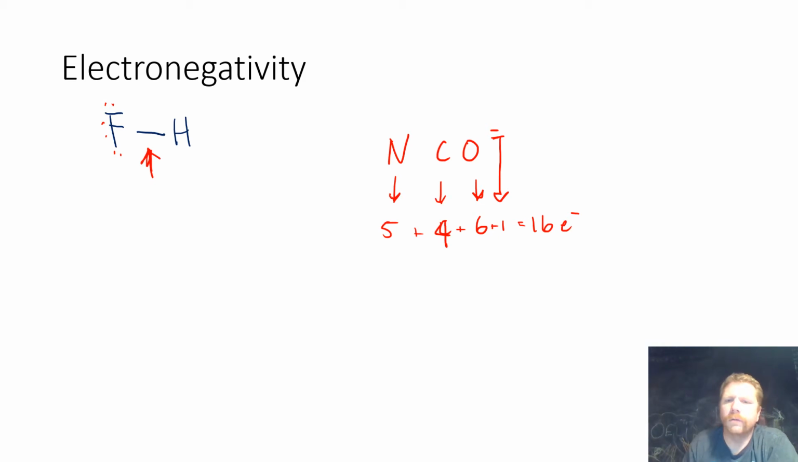Okay, so now whenever we come up with a structure, NCO minus, one of the things that we could do is go ahead and place electrons around our central atom. There we go. And then around our oxygen.